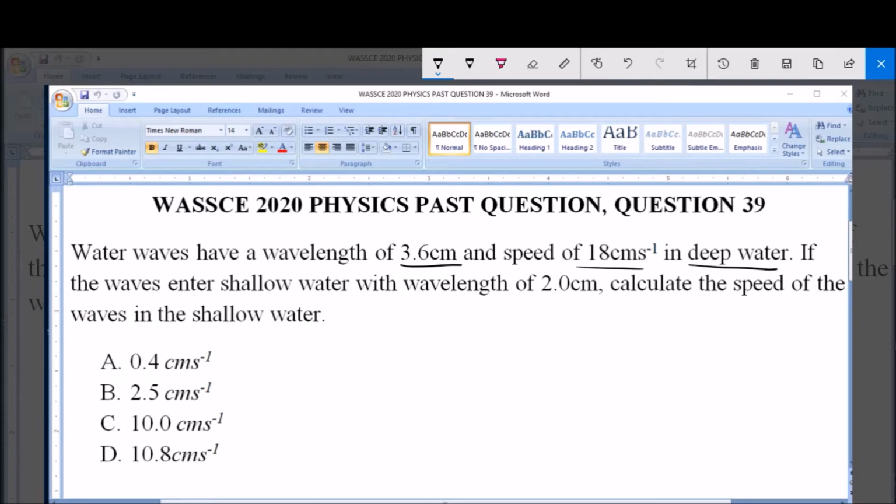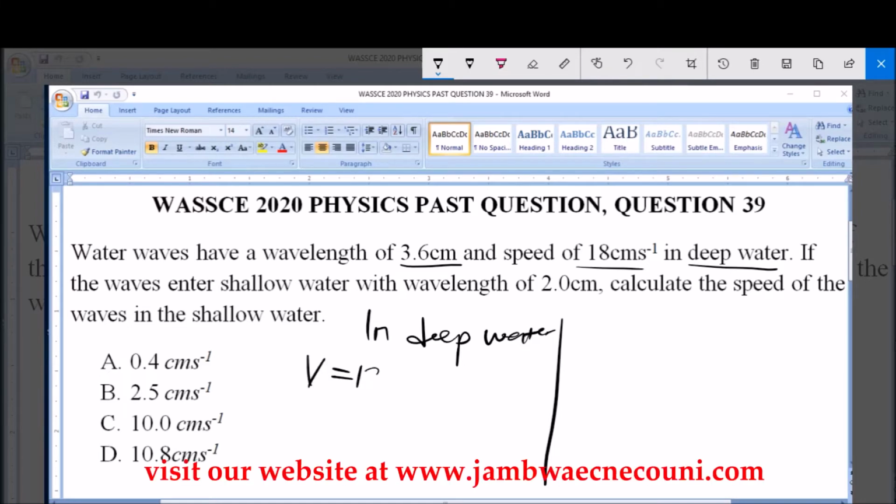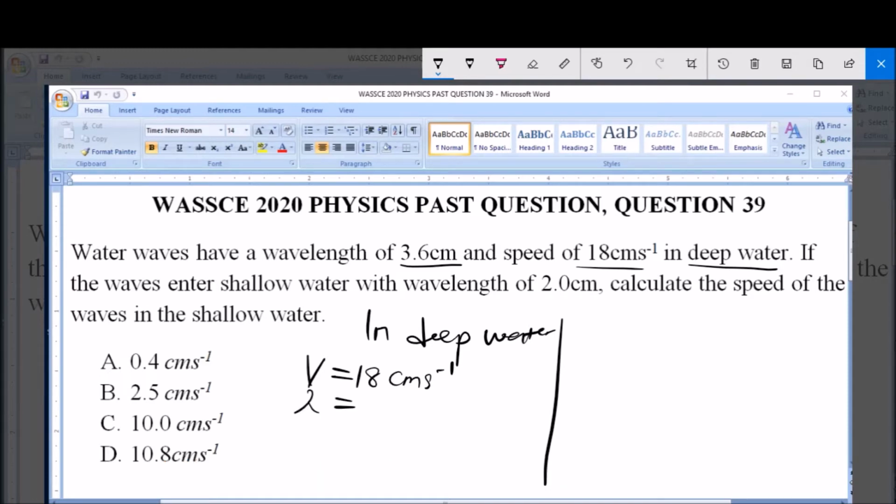So in deep water, we have that the velocity, that's the speed of the wave, is equal to 18 centimeter per second. We have that the wavelength lambda is equal to 3.6 centimeter. Now we know that the frequency of a wave is always constant, irrespective of where this wave is going. So that is, the frequency of a water wave is always constant.